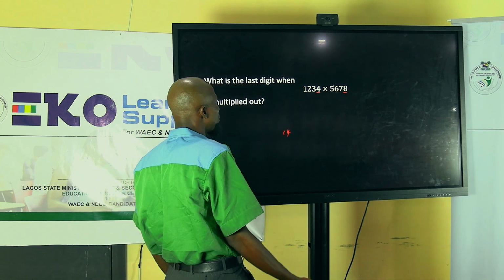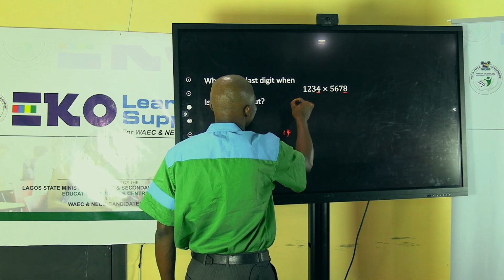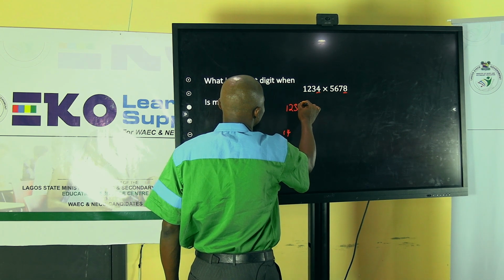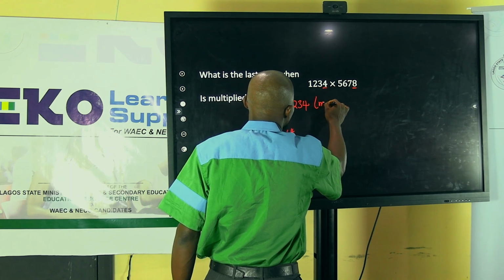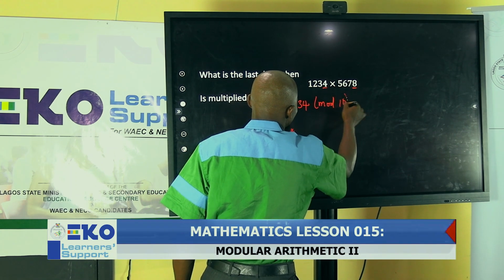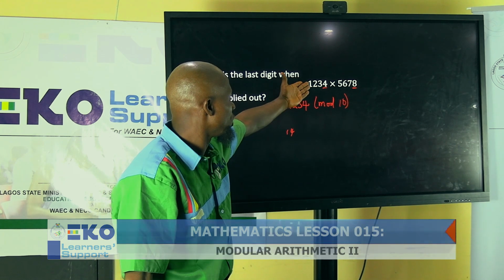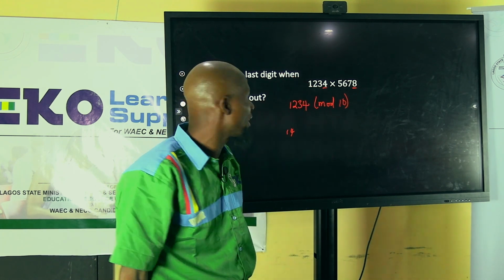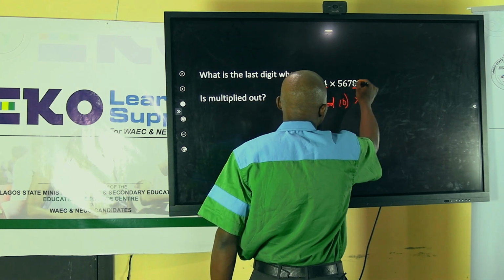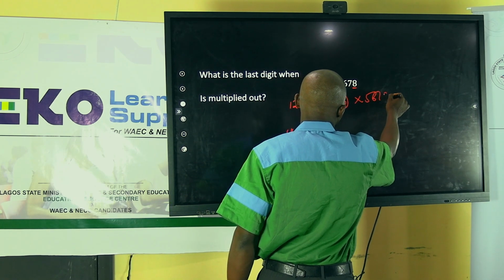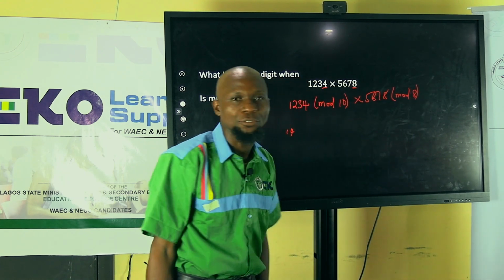So what they are trying to say is that it's the same thing as saying 1234 modulo 10. When you divide by 10, the last digit will be the remainder. So the unit digit is always the last digit. The same thing here, multiplied by 5678 modulo 10. So that is another way of writing the question.